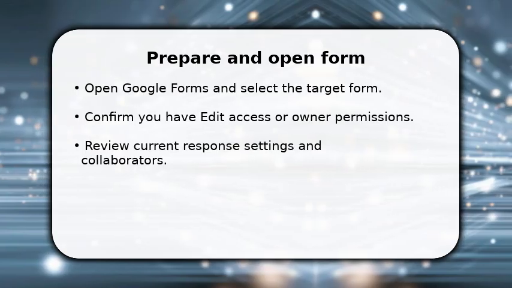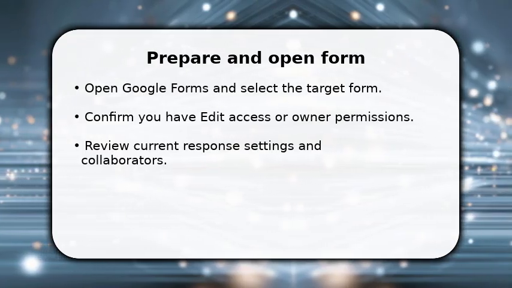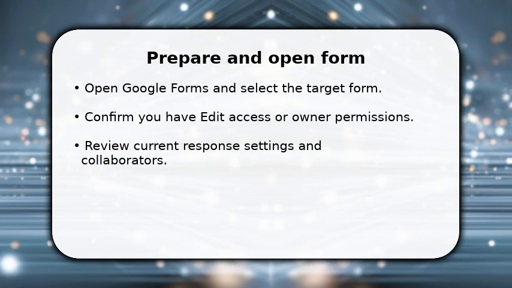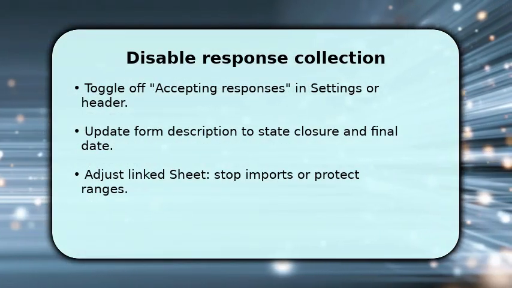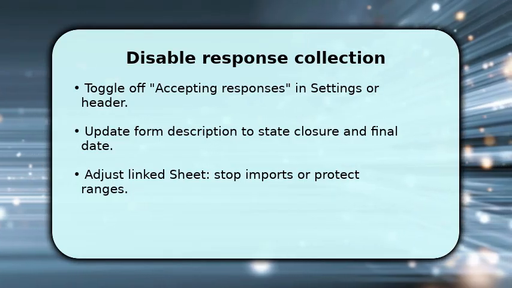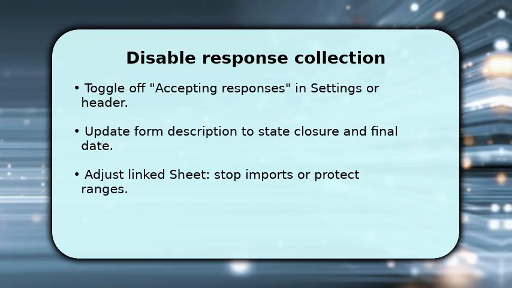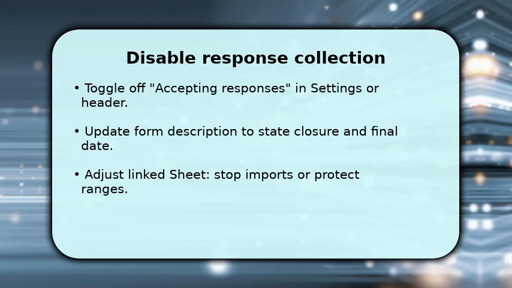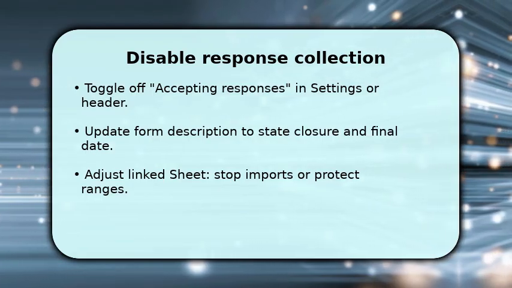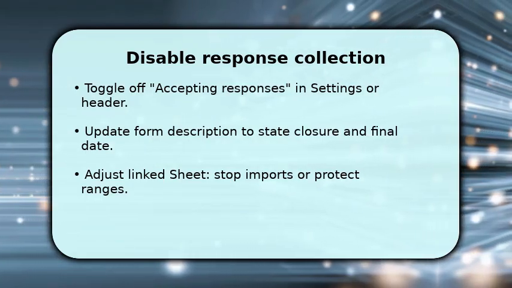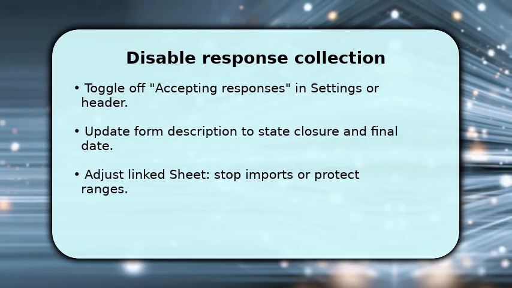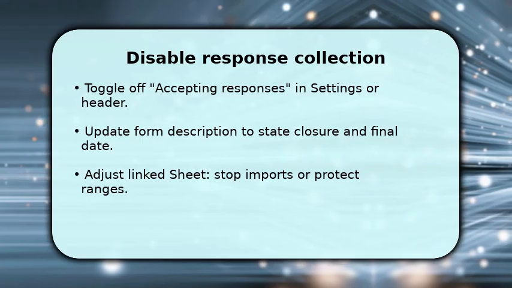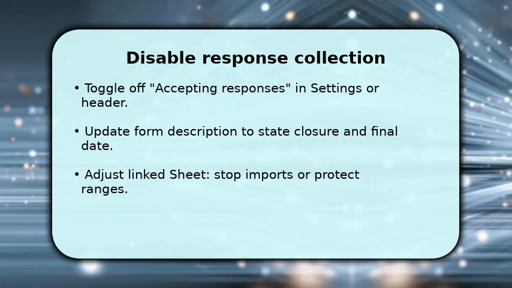Now that prerequisites are handled, move directly to the response collection controls in the form's toolbar. You toggle off accepting responses from the top of the form or in settings, which immediately prevents new submissions. Once disabled, edit the form description to explain it's closed and provide any next steps or contact info for late requests. If responses feed into a linked sheet, stop or pause imports and protect critical ranges to avoid accidental edits.